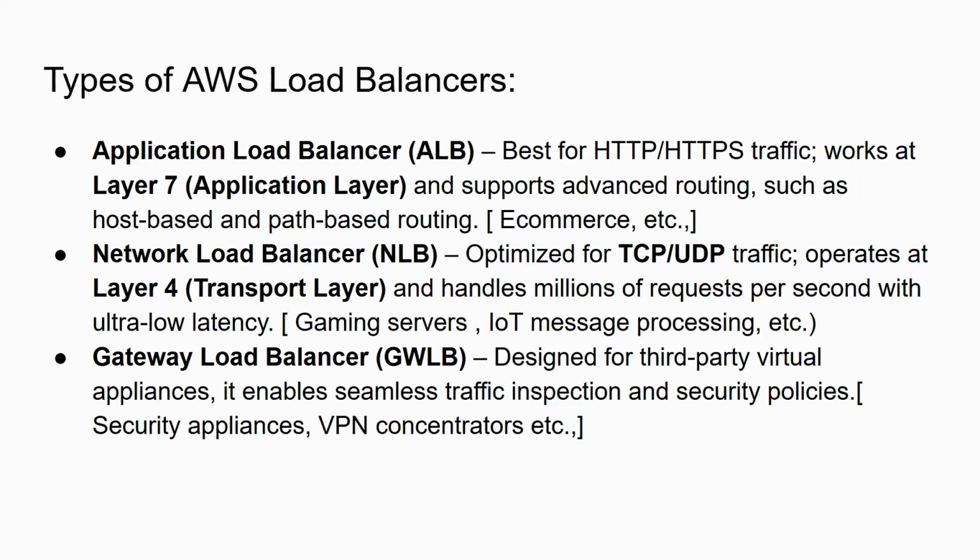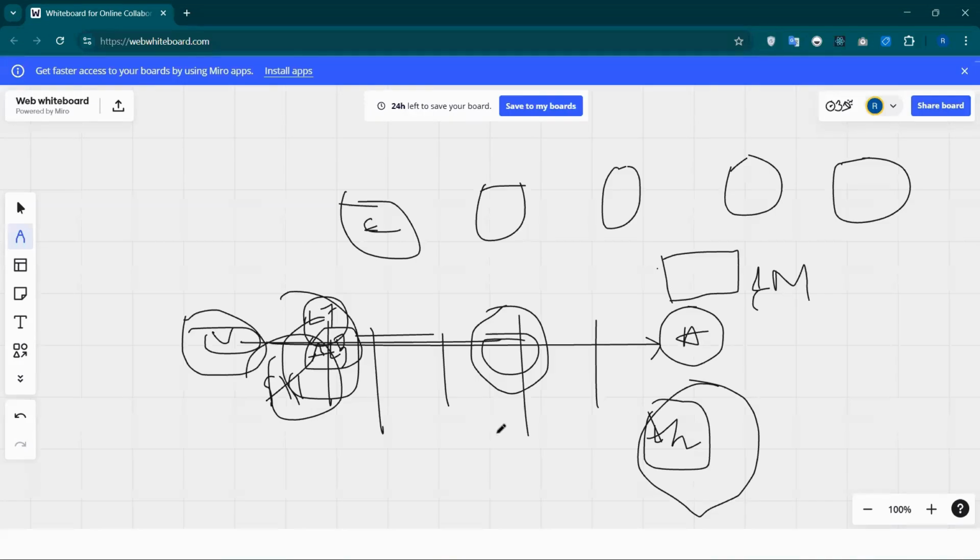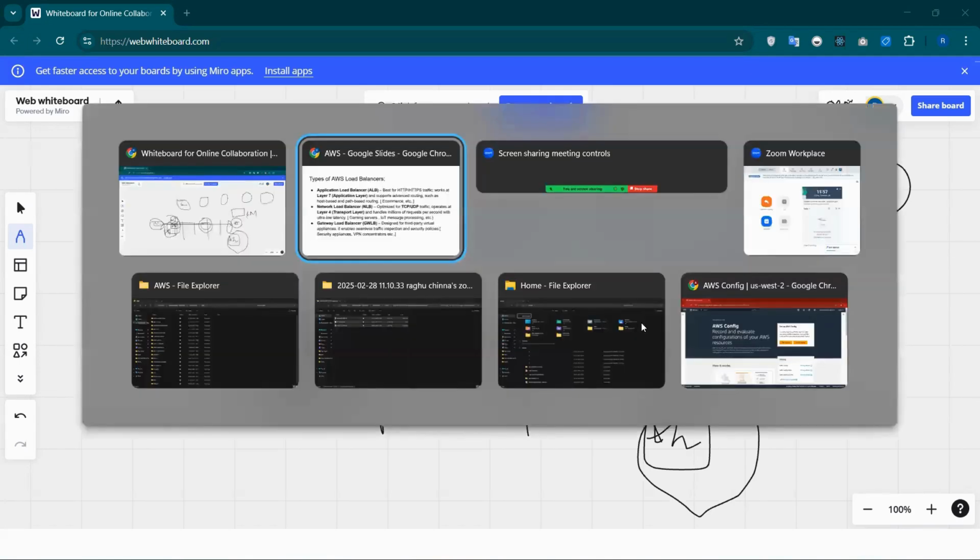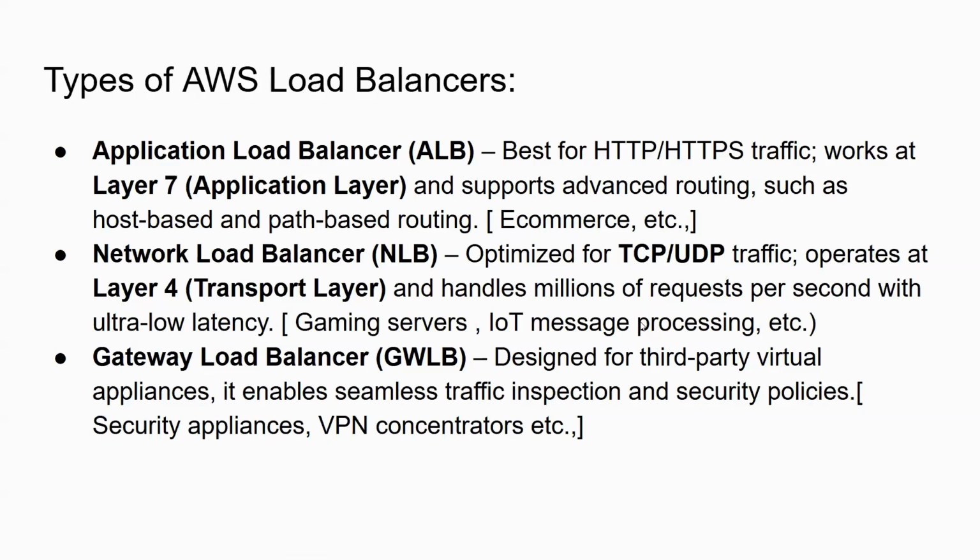So this is about the application load balancer, network load balancer, and gateway load balancer. Mostly the widely used one is the application load balancer. If you are using it for any gaming platforms, you can definitely use a network load balancer. And the gateway load balancer is for very few applications, for secure and different kinds of applications, but they are very rare. So this is about the AWS Elastic Load Balancer.